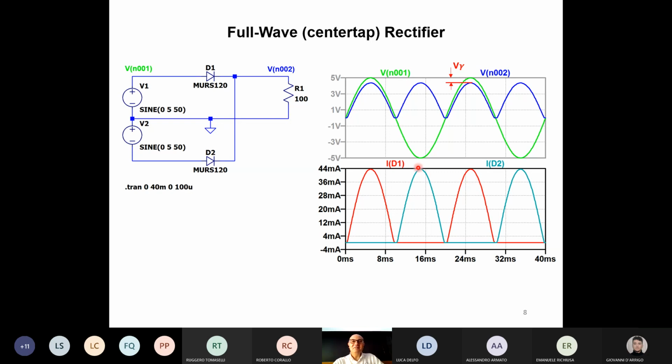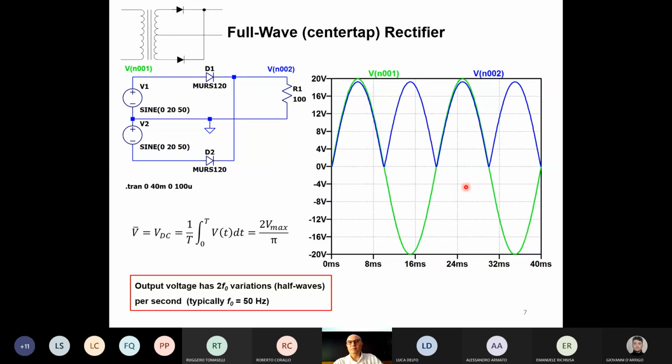Sorry. Okay, I'm considering the current flowing through the diodes. Okay? So in red is the current through diode D1, and in blue is the current through diode D2. And what you see here is that during the first half cycle, we have current only through diode D1, then it goes to 0. During the second half cycle, we have the current through diode D2. The current flowing through R1 is the sum of those two currents, so it follows the two peaks together, up and down.